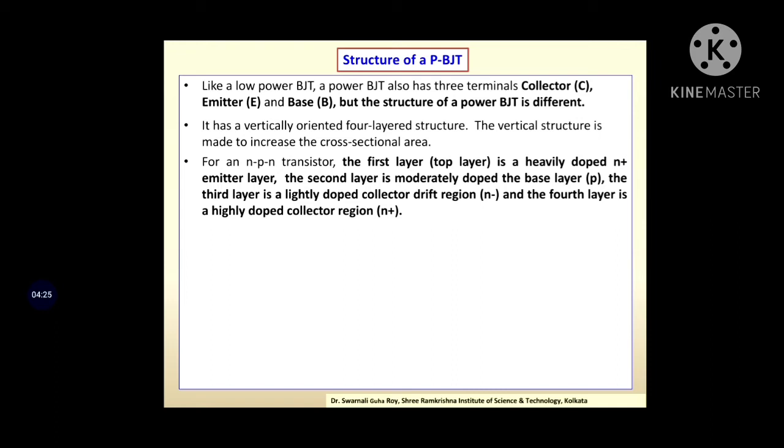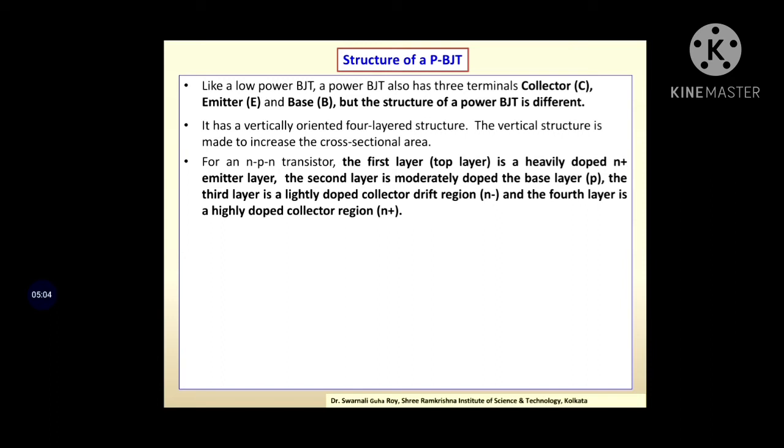So see the third point. For an NPN transistor, the first layer, which is the top layer, is a heavily doped N plus emitter region. The plus sign in N plus indicates the heavy doping. The second layer is a moderately doped base layer. Here I have not put any plus or minus sign because of the moderate doping. The third layer is a lightly doped collector drift region, and here I have put N minus.